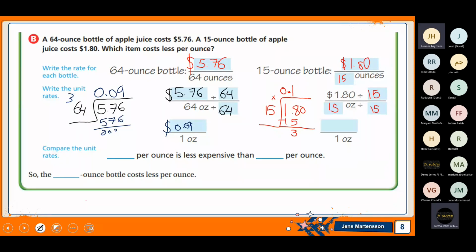We'll put the 0 down. 30 over 15 is 2. 2 times 15 is 30. So the answer is 0.12 dollars.